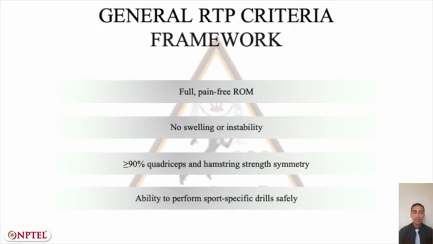Across all knee ligament injuries, the general principle of rehab remains the same: to achieve complete and pain free knee range of motion with no swelling and no subjective instability. Muscle strength symmetry between quadriceps and hamstring of the injured as compared to the uninjured limb should be at least 90 to 95%. This can be measured objectively either by using an isokinetic dynamometer or using a handheld dynamometer.